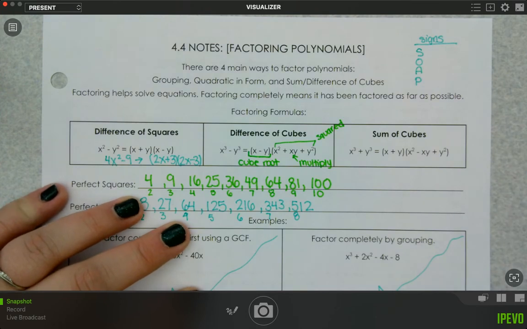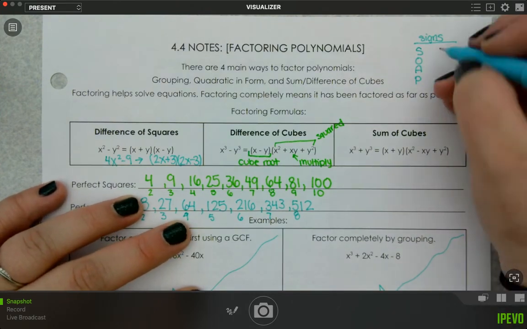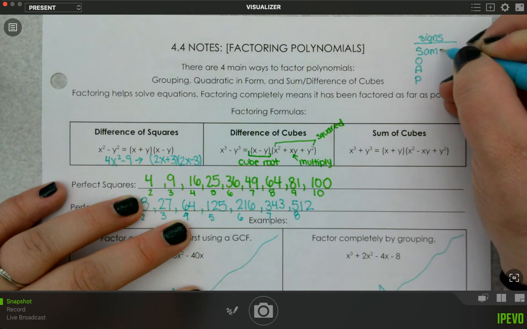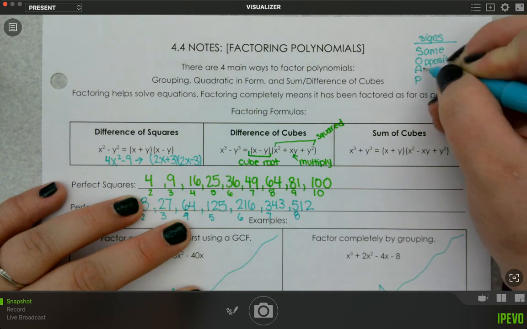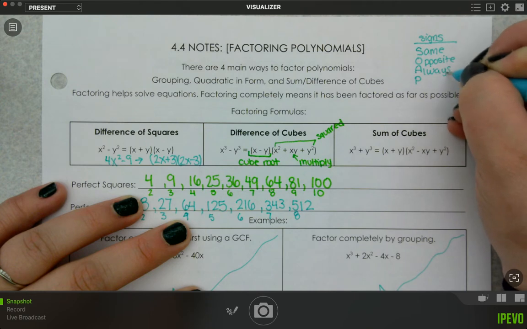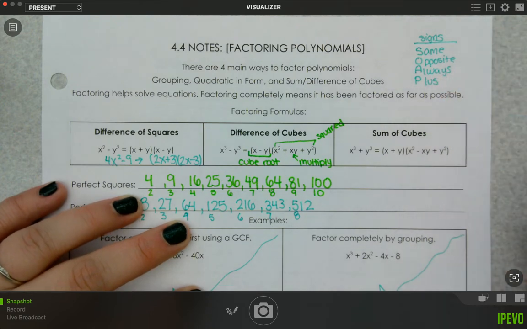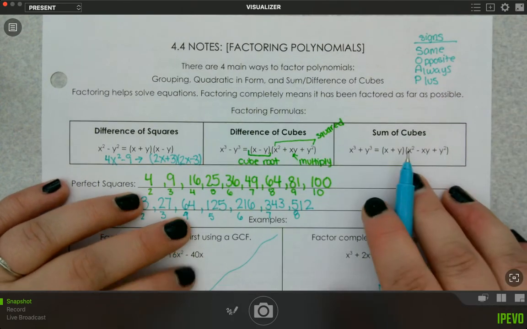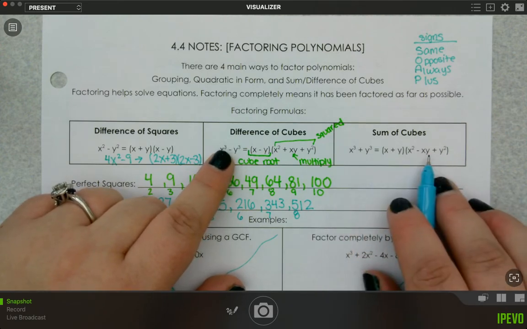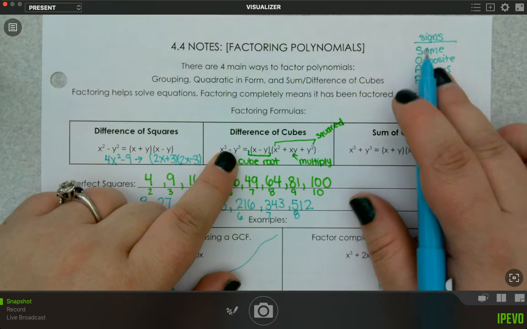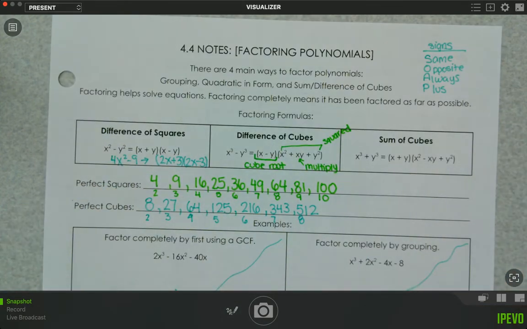Okay, and so SOAP stands for same, opposite, always, plus. So what I'm going to do is fill in all of the numbers for these parentheses, and then I'm going to go do all the signs, and I'm going to follow SOAP. Or we're going to wash our hands with soap, because that's what you do during COVID.